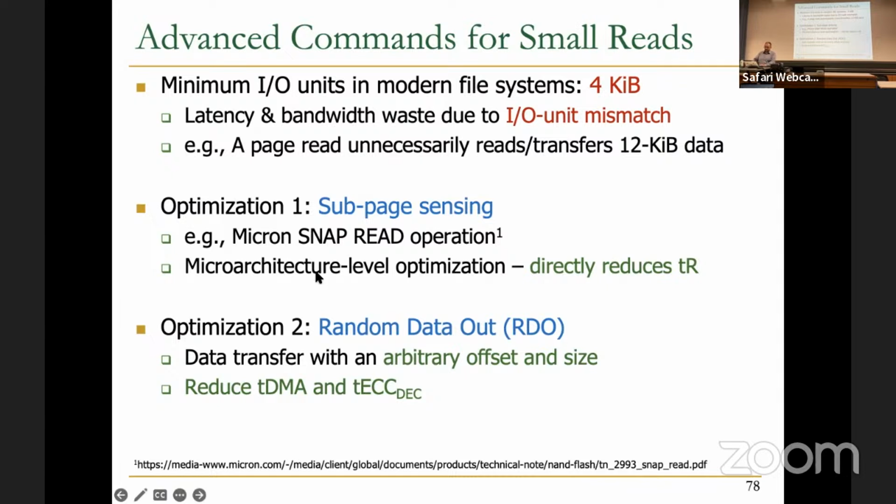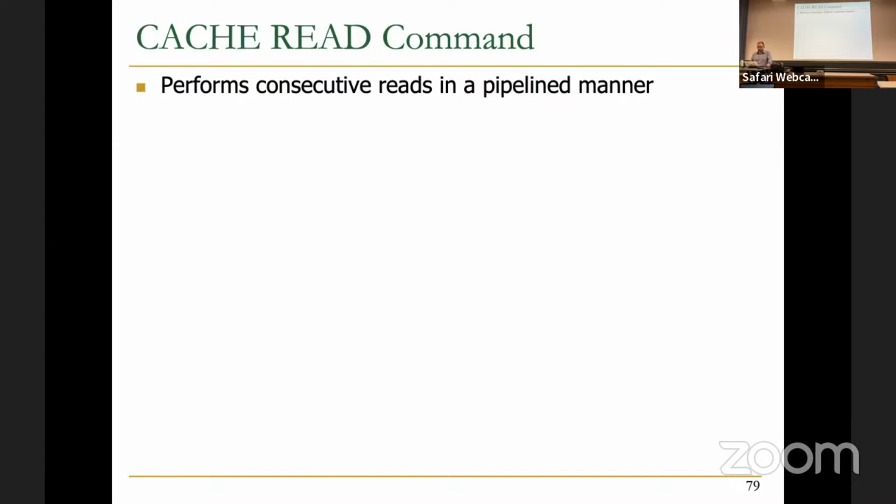So this can reduce TDMA and also the ECC decoding. You only spend DMA and ECC decoding for data that you care about, essentially. These are two optimizations, for example, for handling minimum I/O units in modern file systems. Another interesting command is cache read. It's actually quite good for consecutive reads in a pipeline manner.